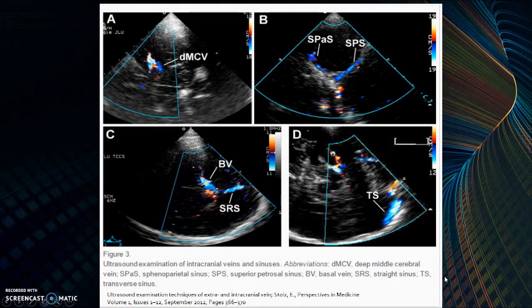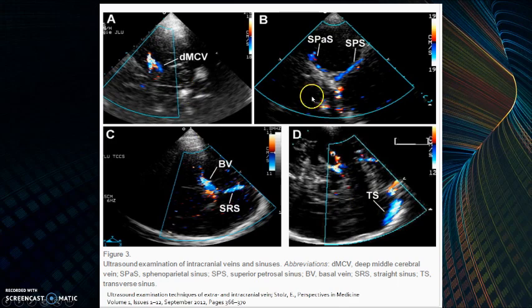Here was a study from Perspectives in Medicine, which shows that even though it's not commonly or routinely scanned, you can see the cerebral veins on very young patients. Here you have the deep middle cerebral vein. Here you have the transverse sinus, the straight sinus, and then on here you have the sphenoparietal sinuses.